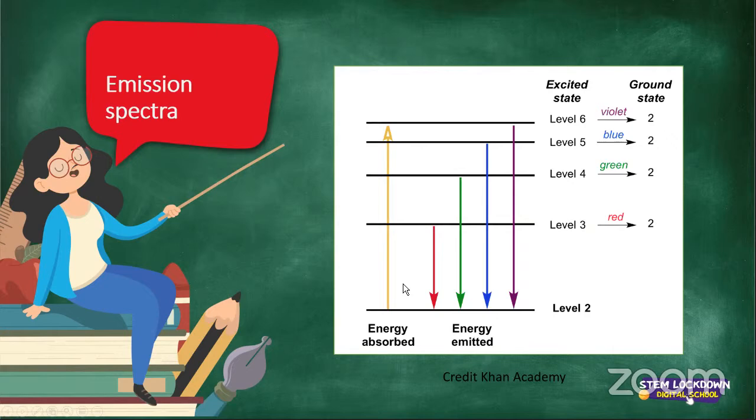An emission spectrum is when you drop from a higher energy level to a lower energy level. Does that make sense to everyone? And when you drop from that higher energy level to a lower energy level, energy is released, and we can see it in the form of colors.